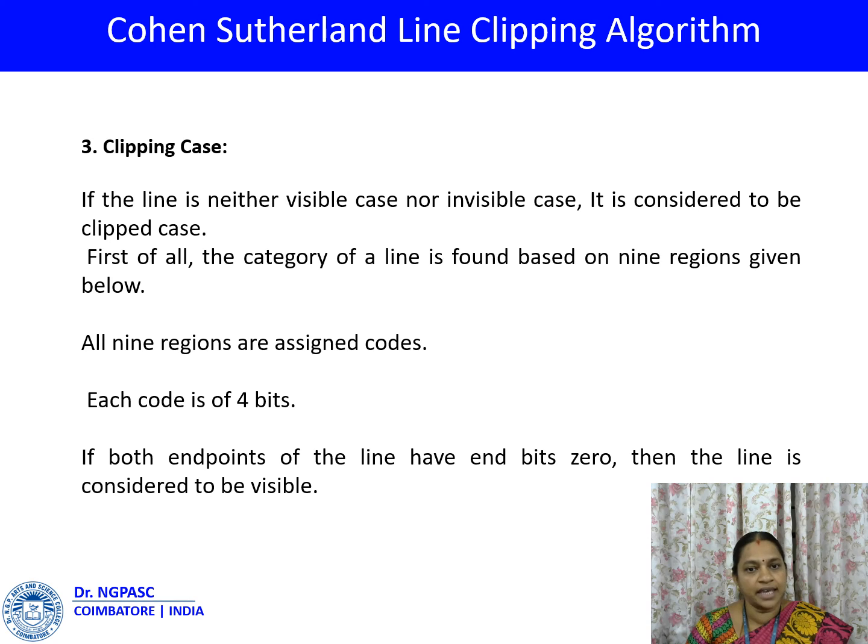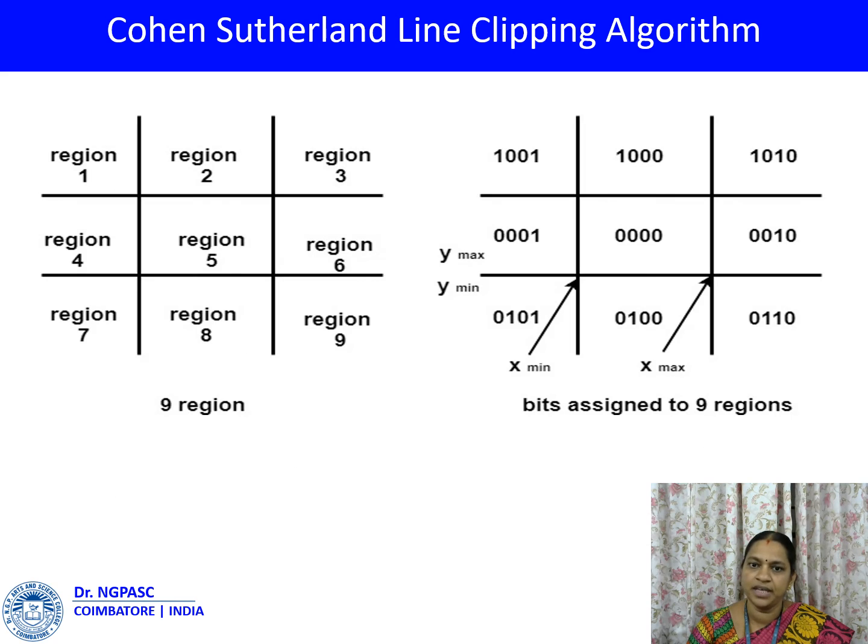And the third case is the clipping case. If the line is neither a visible case nor an invisible case, it is considered to be a clipped case. That is, we need to perform intersection calculations. In the Cohen-Sutherland line clipping algorithm, we assign region codes for 9 regions. Each code is of 4 bits. If both endpoints of the line have region code 0, then the line is considered to be visible.